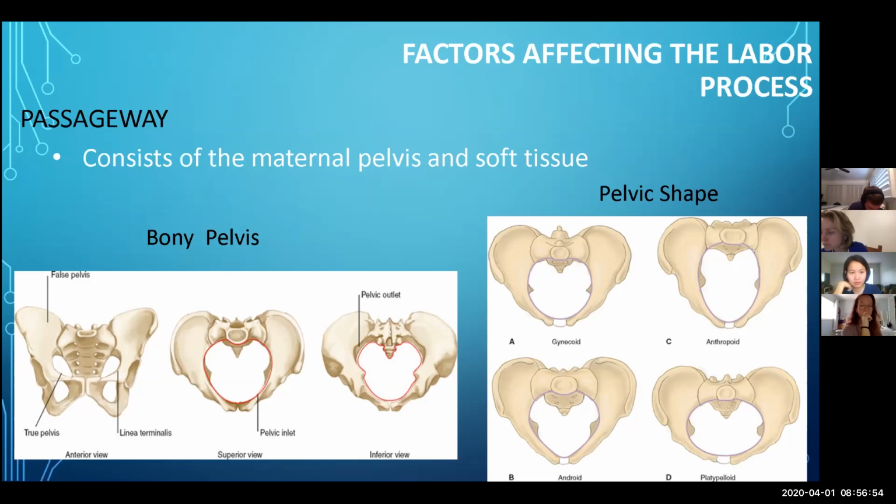So we have our first P, that's our passageway. The passageway is the birth route through which the fetus must travel to be born. Makes sense, right? It consists of the maternal pelvis and soft tissue. The maternal bony pelvis is more important because it's relatively unyielding. It's not going to give. During pregnancy, the hormones relaxin and estrogen cause the connective tissues to become more relaxed and elastic and cause the joints to become more flexible to prepare the mother's pelvis for birth.